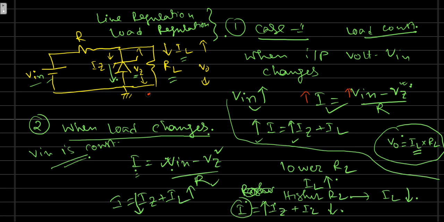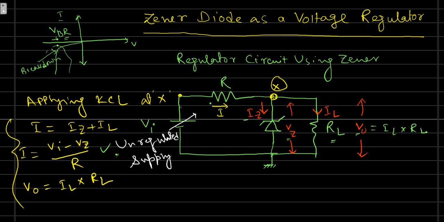So once again, see the circuit. We have two different cases. Case 1, when the load is constant, line voltage changes. Case 2, when the input voltage, that is line voltage, is constant, the load resistance, that is RL, changes. And this is the circuit, and those are the governing equations by which we can explain the working mechanism of this Zener diode.